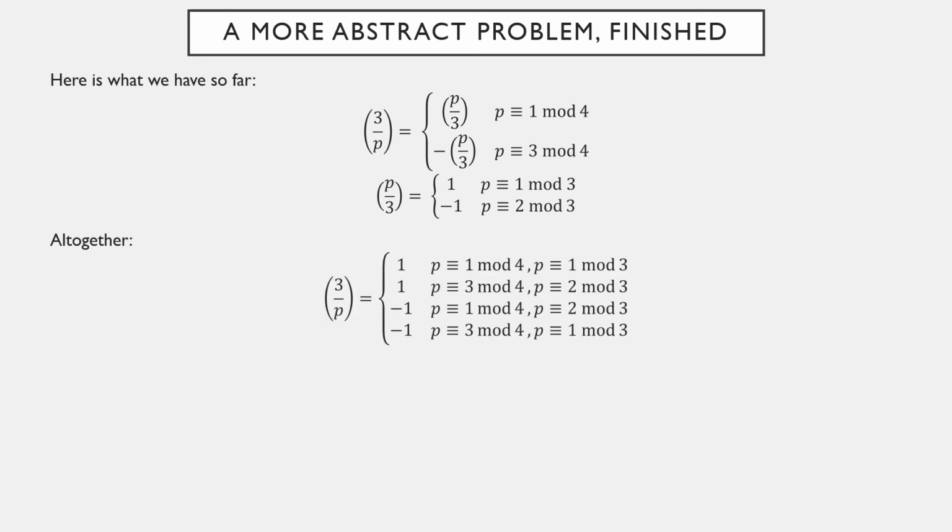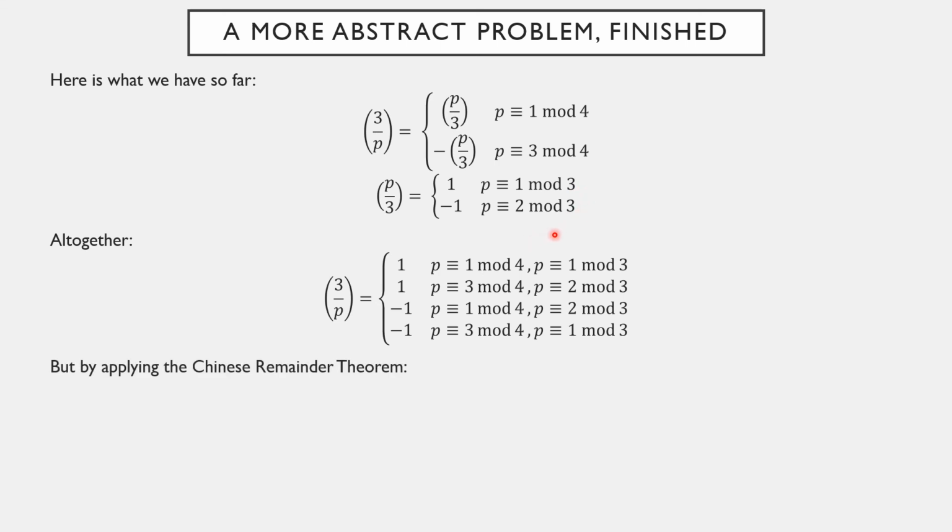So altogether, suppose, for example, p is equivalent to 1 mod 4 and equivalent to 1 mod 3. Then you flip it and get out a 1. If p is equivalent to 3 mod 4 and equivalent to 2 mod 3, you get a minus 1 and then a minus 1. Altogether, you have a 1. If p is equivalent to 1 mod 4 and 2 mod 3, flip it and get out a minus 1. If p is equivalent to 3 mod 4 and 1 mod 3, flip it with a factor of minus 1 and then get out a 1. So these are the 4 distinct possibilities based on which of these choices are made.